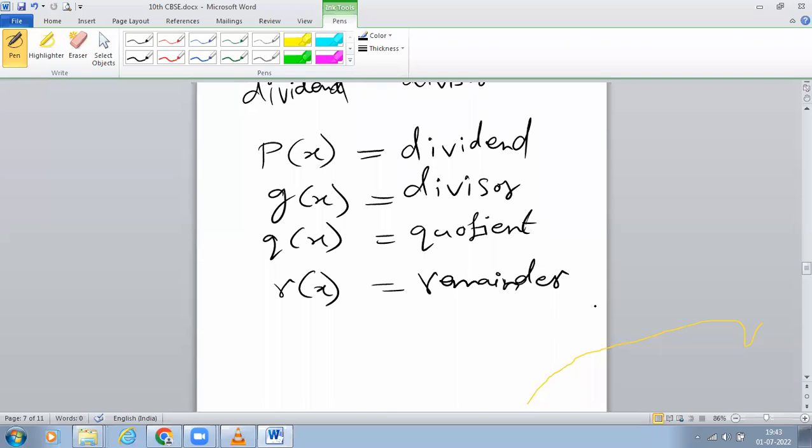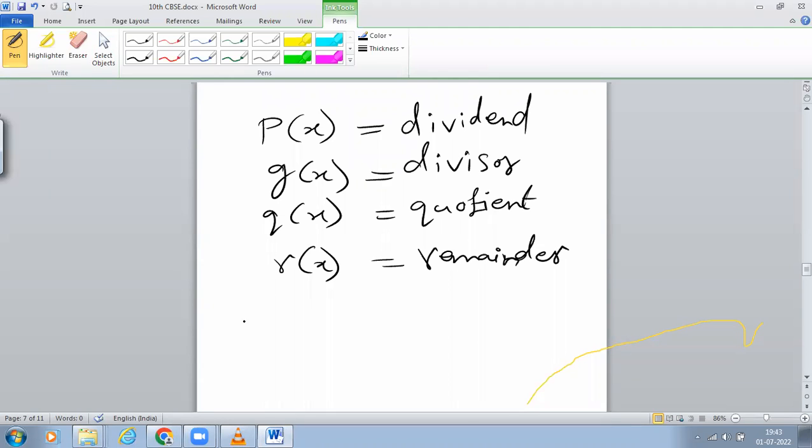Now, the first question is for the first subdivision. What they are asking is, listen carefully, the degree of p of x. P of x is nothing but the dividend. Degree of p of x is equal to the degree of which one? Q of x. Degree of p of x is equal to the degree of q of x.